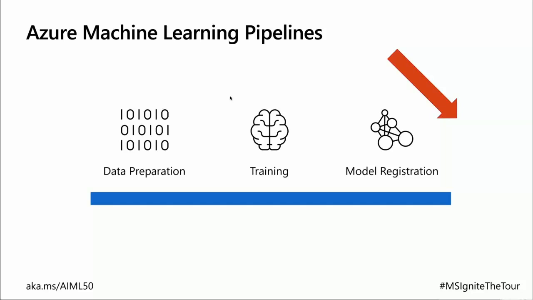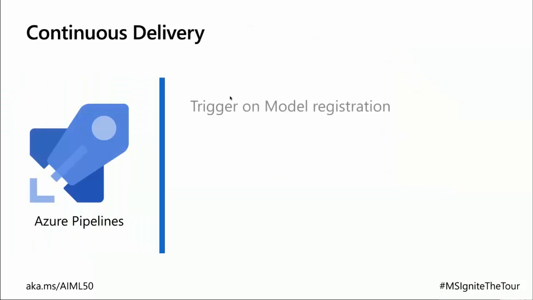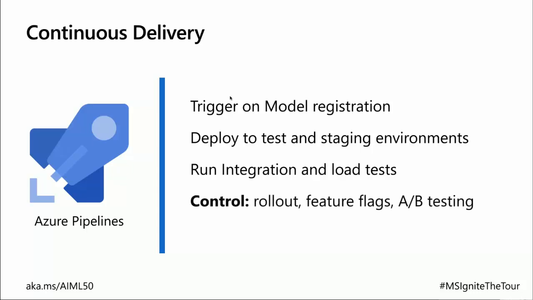And the main reason why is that third point when I was talking about with the good DevOps practices, continuous delivery. So we want to, again, trigger a continuous delivery job on model registration instead. So however long that takes, we want to wait until a new model is registered. Then we want to be able to deploy to test and staging environments and run tests on those environments to make sure it actually works. We can run some integration tests and load tests and things like that to make sure it's actually performing the way we want. The key here is that we want control.